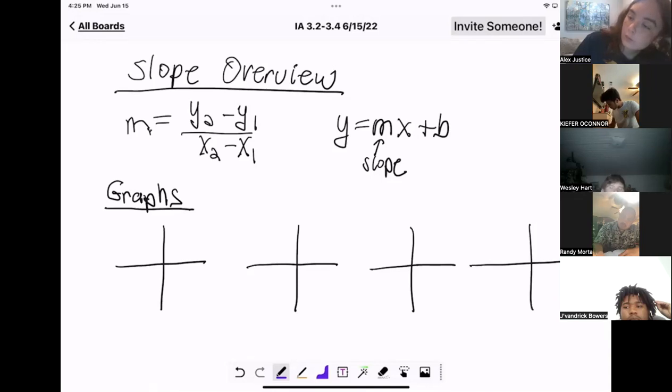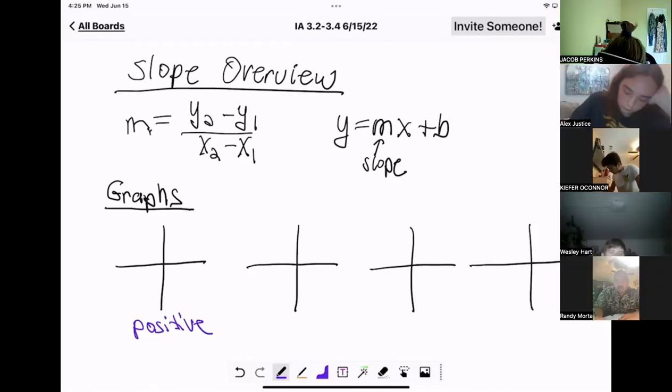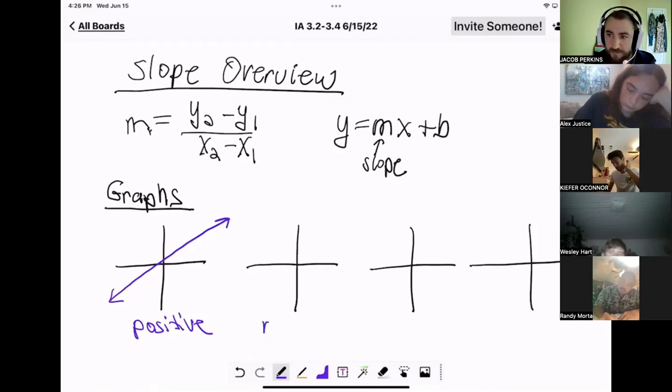There's 4 different kinds of slope you can have. You can have a positive slope. That just means your graph from left to right is going to go up. Positive slope. You can have a negative slope, which means like a book from left to right, it's going to go down.